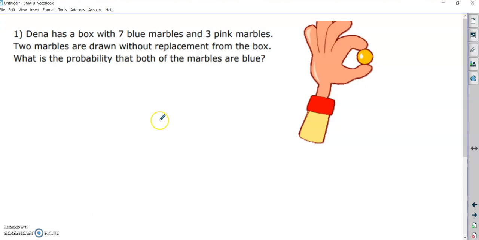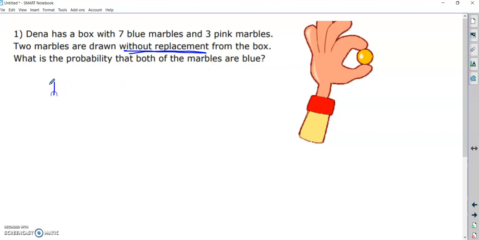Okay, so let's look at this problem. Dana has a box with 7 blue marbles and 3 pink ones. Okay, 2 marbles are drawn without replacement. This is going to be important. From the box, what is the probability that both marbles are blue?